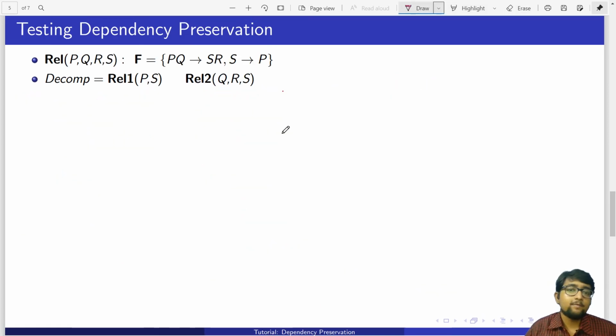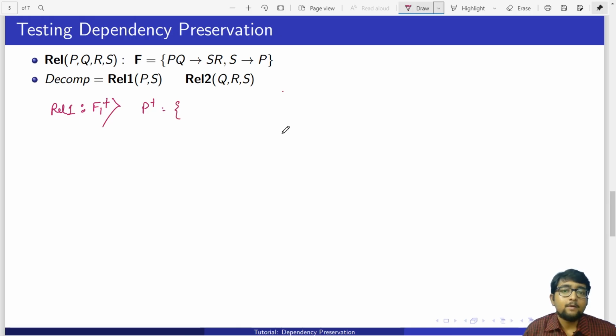So this is another problem, we will just check this out once. In a similar way we will proceed, that PQRS is a table and PS and QRS are the two subtables. So on relation 1 subtable we will check the F1 plus, and we will get, let us say P is one attribute, correct? So P plus will have, what we will get for P plus, we will get only P.